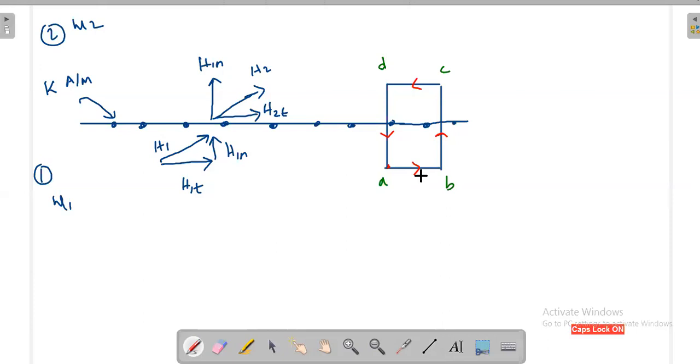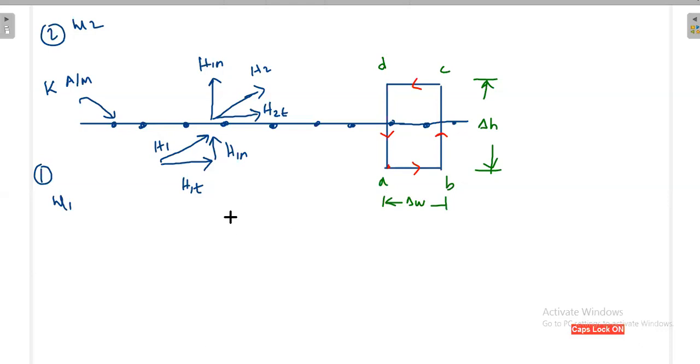What is the height of this line? The height of this line is del H. What is the width of this line? The width of this line is del W. Now, what is the current enclosed by this box?